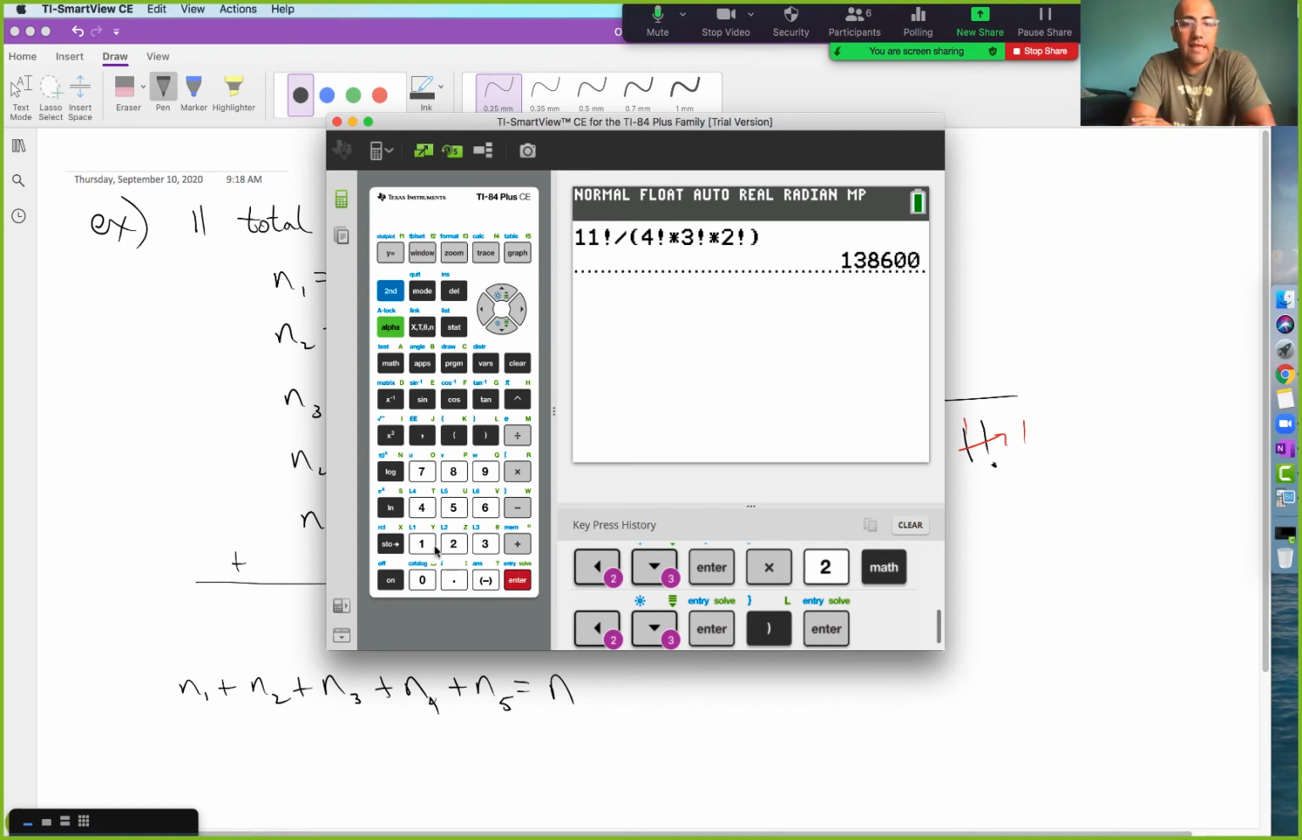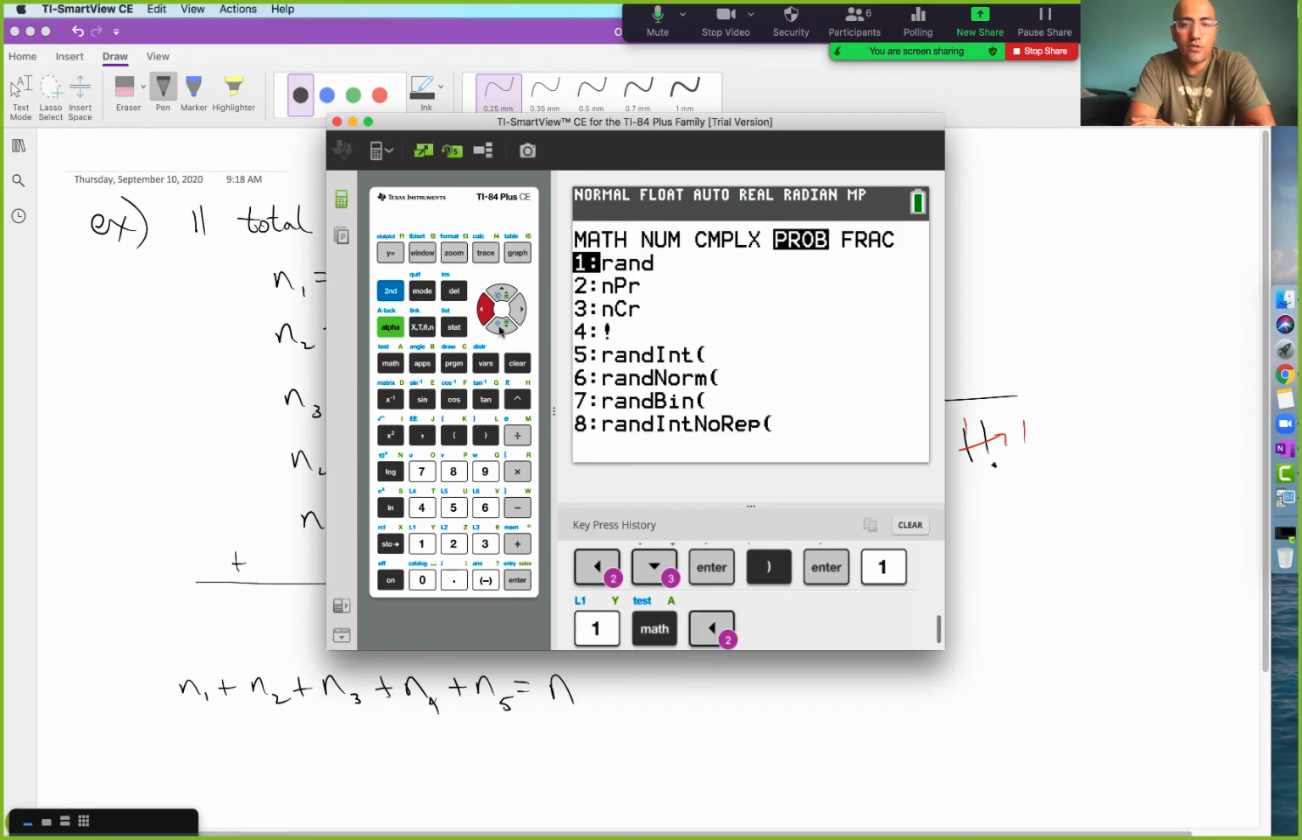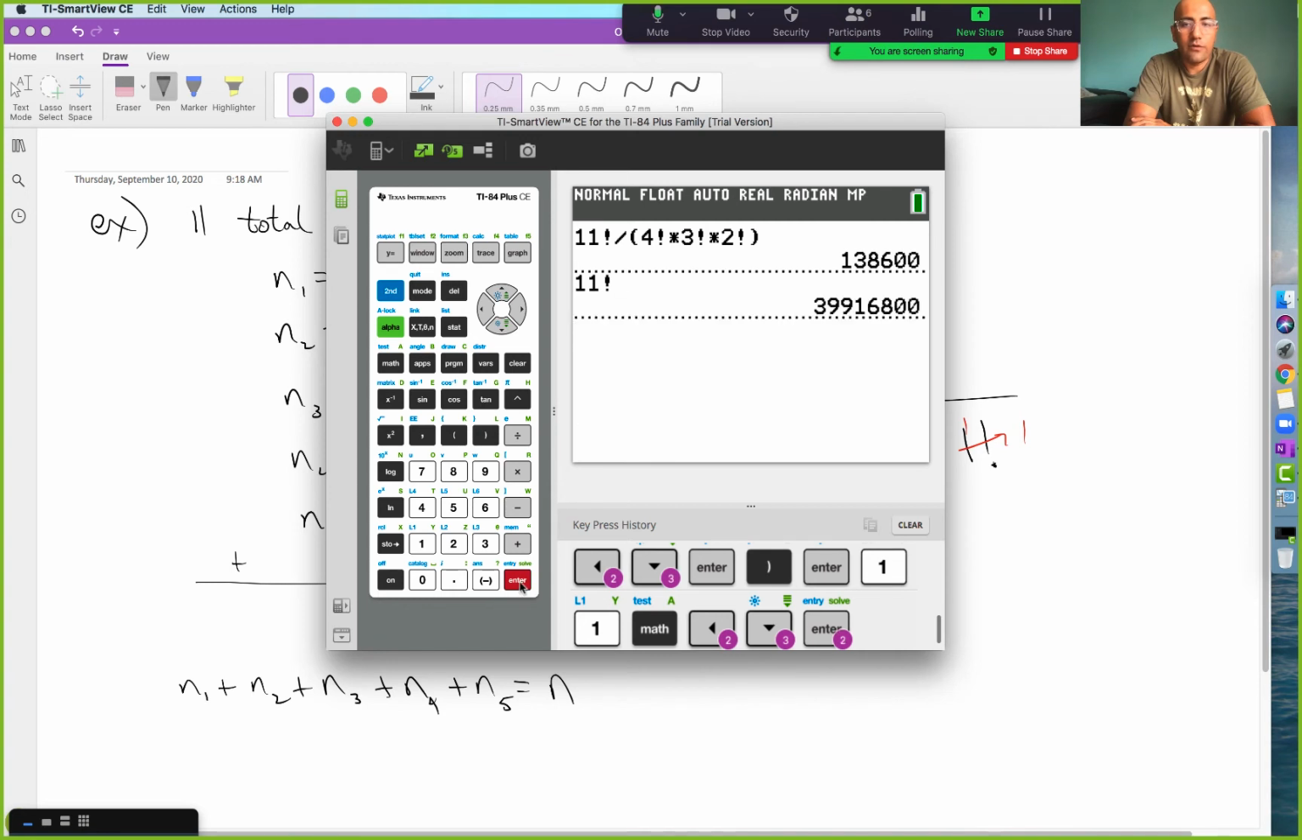Now, if there were 11 unique markers, that would be just 11 factorial, which would be a huge number. So let's see what that is. 11 factorial is that. So there are 39,916,800 ways to move around 11 unique markers. They were all different colors. There would be 39 million ways to do that. But given that some of them are not unique, some of them are identical, that really whittles it way, way down.